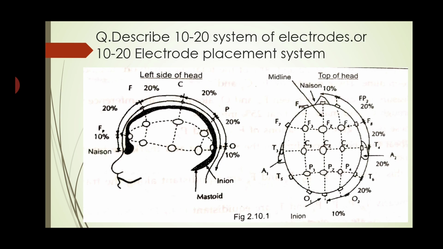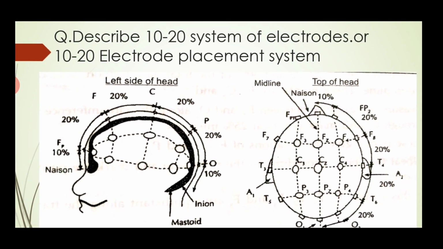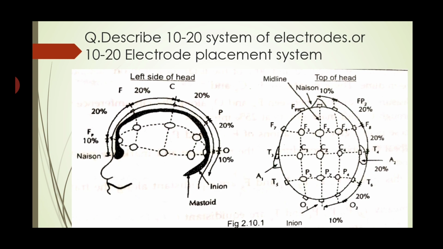Now we will see the 10-20 system. This is the diagram for the 10-20 electrode placement system. First, see here, they use the circumference from the nasion point to the inion point. This circumference is divided into 10, 20, 20, 20, 20 and again 10. That is why this system is called a 10-20 system.